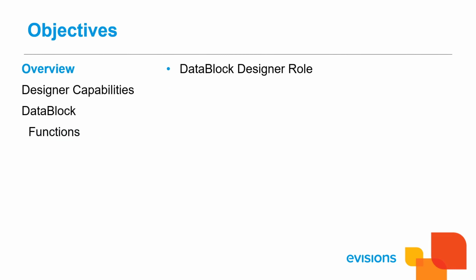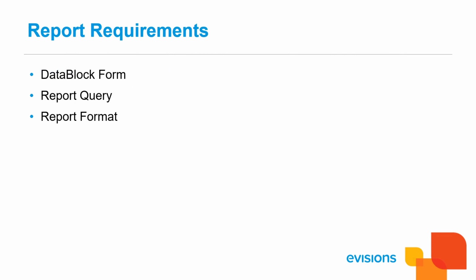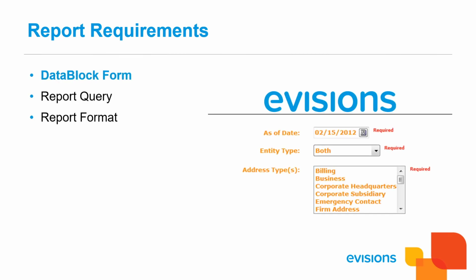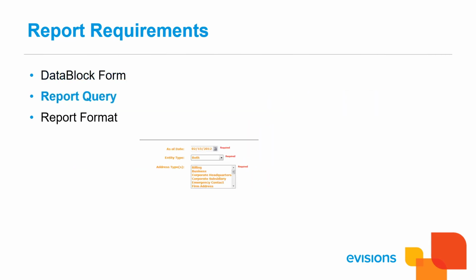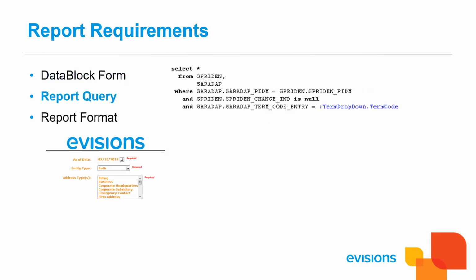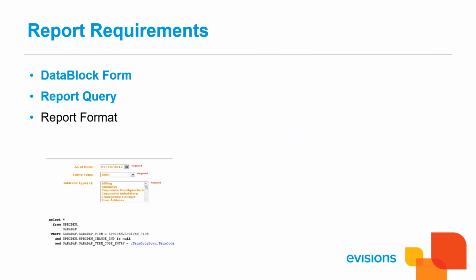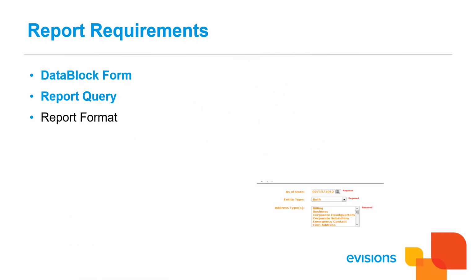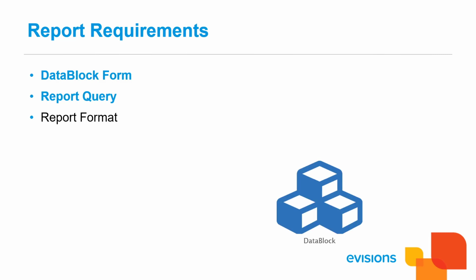First, we are going to review what a DataBlock designer does. To create reports, there are three things needed: a DataBlock form, the report query, and a report format. First, the DataBlock form narrows the results. Second, the requirements are sent to the database as a SQL query. The query incorporates three things: search parameters, the criteria, and the list of data elements that we want returned. In Argos, the DataBlock form and the report query is one object, called a data block.